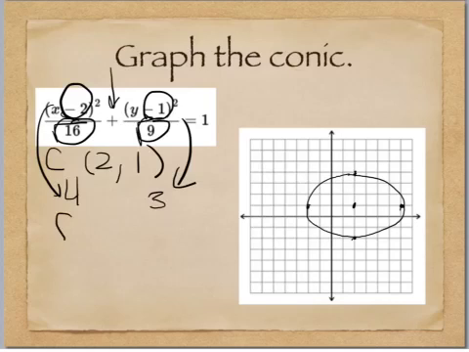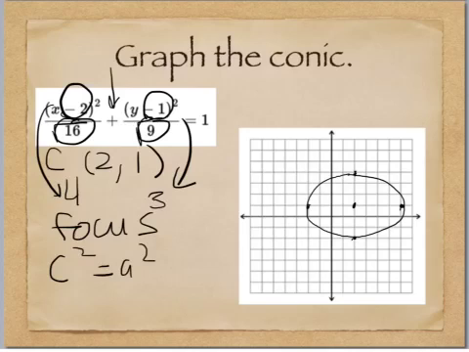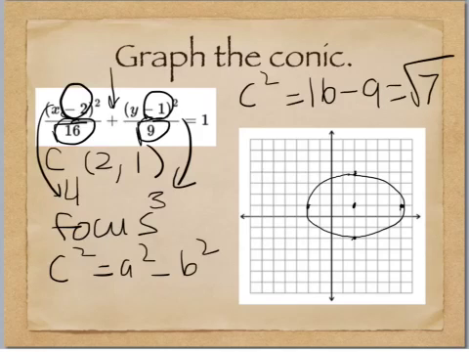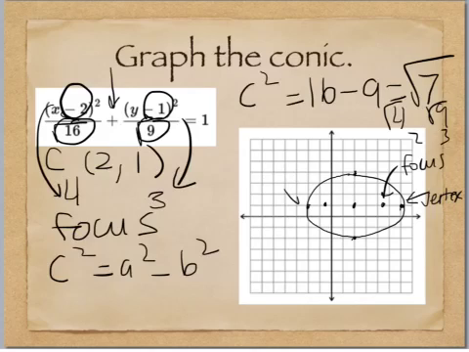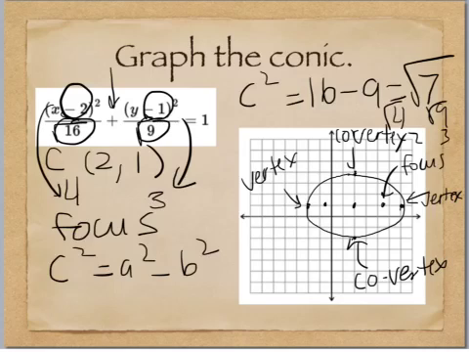And the last thing we need is the focus. So c squared equals a squared minus b squared. So c squared equals 16 minus 9, which is 7. And when we take the square root of that, that's between 2 and 3. So between 2 and 3 here, and 2 and 3 over here. So this is our focus. We have our vertex, and then here's a vertex. Then we have a co-vertex, and a co-vertex over here. We have this being our major axis because it's the longer axis, and that one being our minor axis because it's the shorter axis.